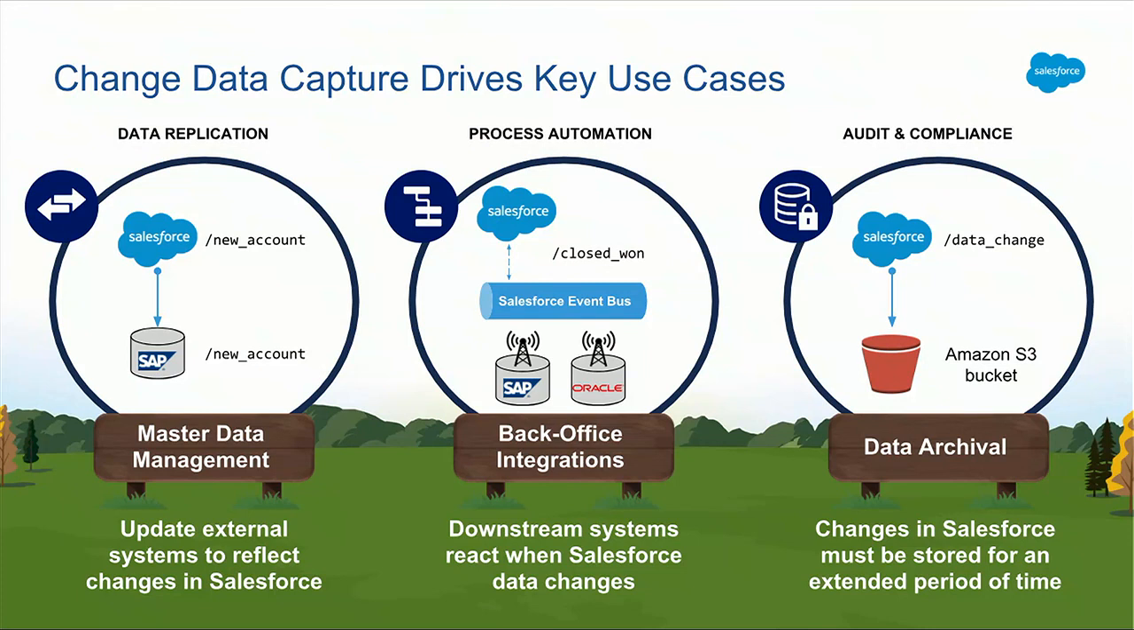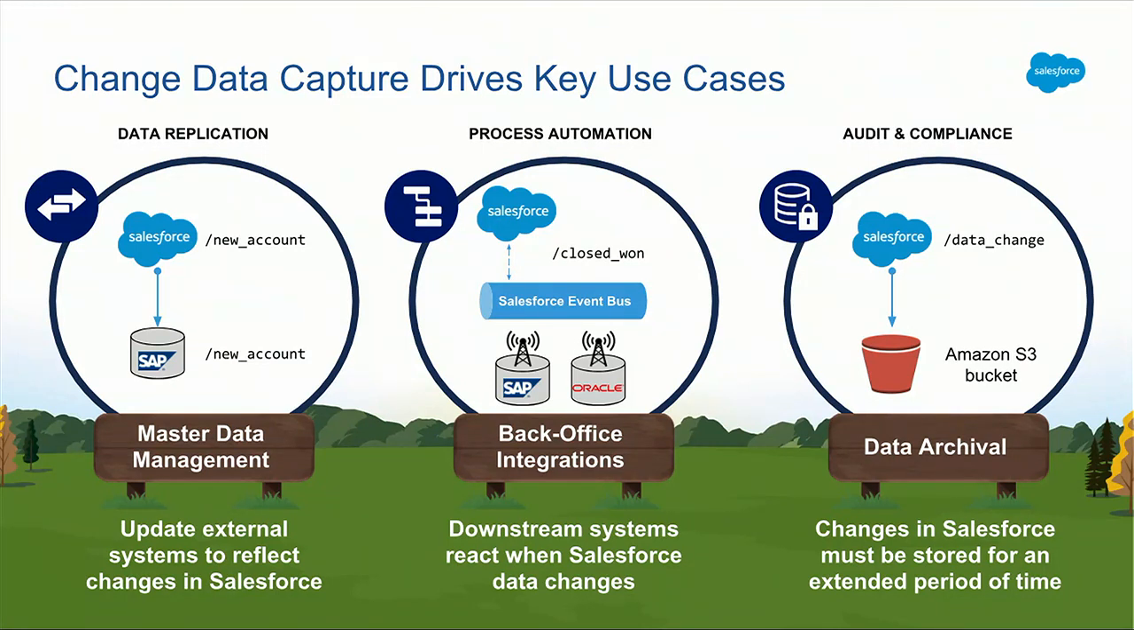The third is audit and compliance. A lot of our FinServ customers in regulated industries have strict requirements on how they need to archive their data, and they need an audit trail of all changes that happen to that data from a particular point in time all the way into the foreseeable future. So how do I archive that data change and those intermediate steps for perpetuity?